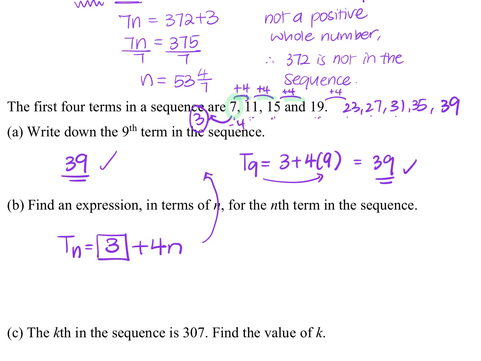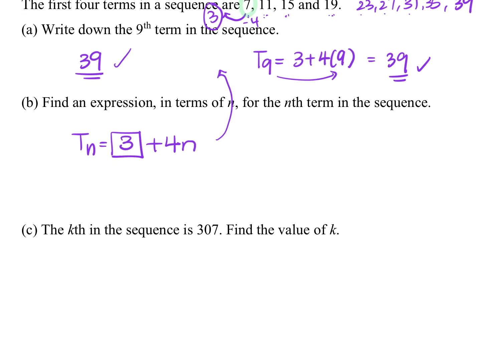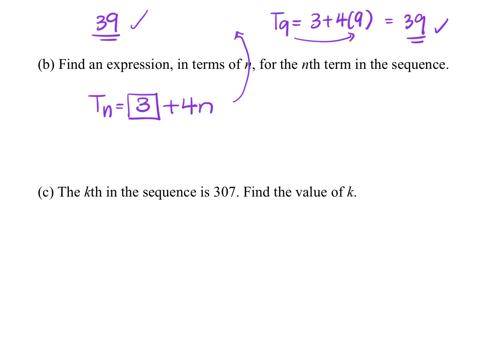Have you gotten the answer? Part C, the kth term in the sequence. Now it's k, so change the letter to k. They say the final result in the sequence is 307. So I'm going to take the formula 3 plus 4n equals the final result, the number 307. Now we're going to work backwards to find what n is.